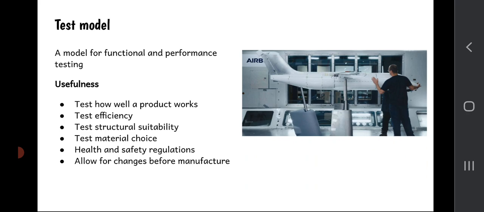For example, a crash test, or in the example of the photograph there, we've got the model of an aeroplane, presumably going through some sort of aerodynamic wind tunnel testing. So we use a test model to test how well something works, something very specific. We can test efficiency, we can test structural strength, we can test material choice, we can make sure that something conforms to health and safety regulations. And it's a good way to allow us to make changes before manufacture as well.